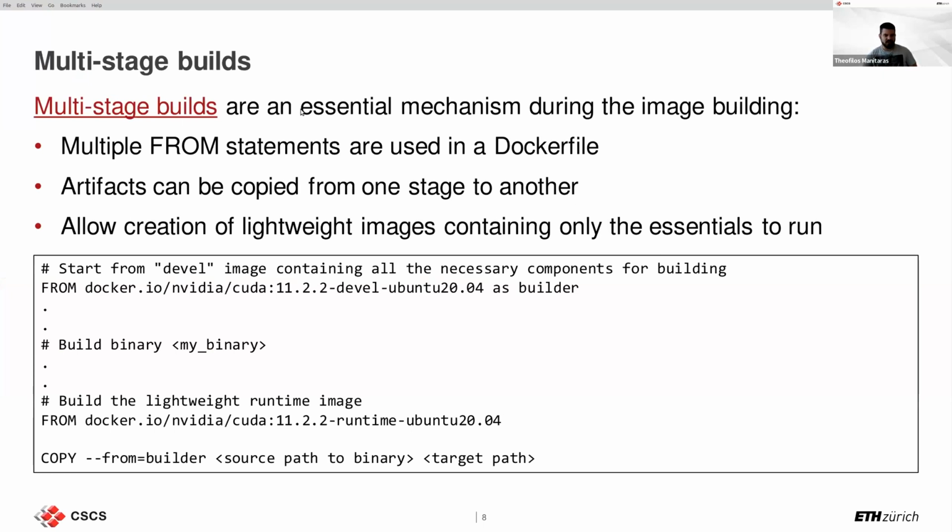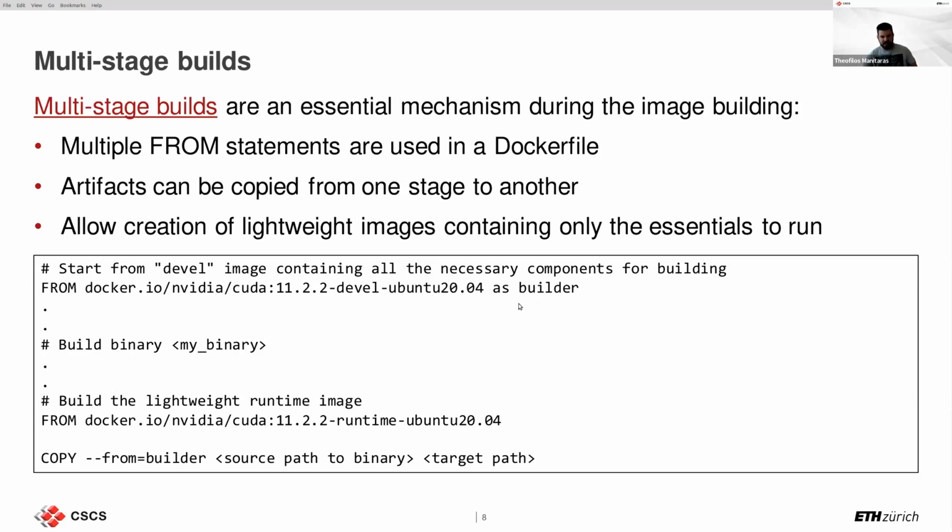Multi-stage builds. They are an essential mechanism during the image building. If you're not familiar with the concept, but you're familiar with Dockerfiles in general, you are able to use many FROM statements inside the Dockerfile, like you see here. I have the first FROM and another FROM here. So basically, this Dockerfile will start building the first image.